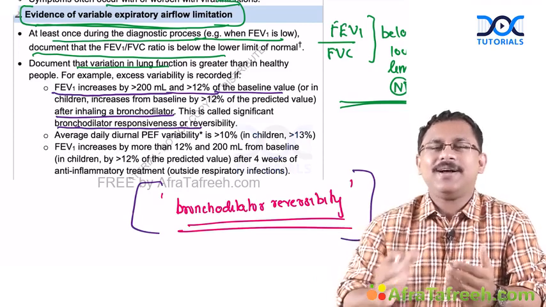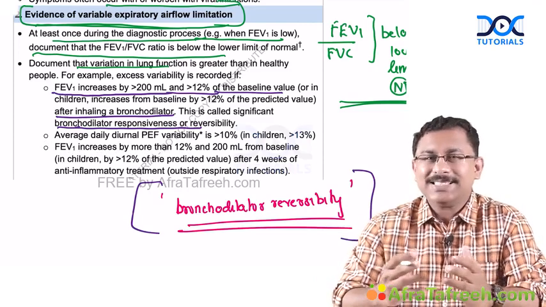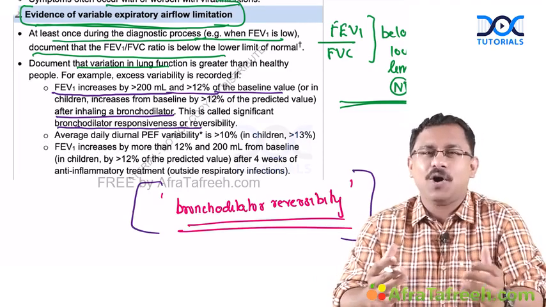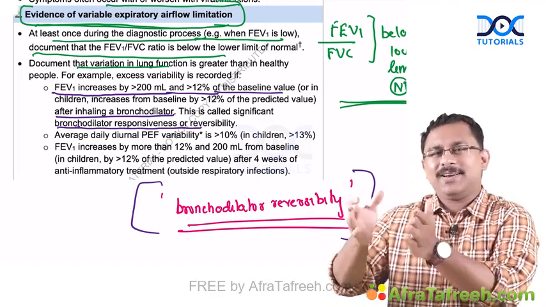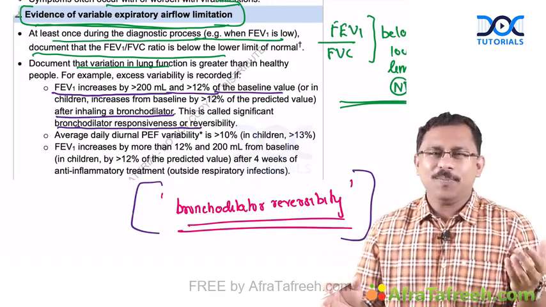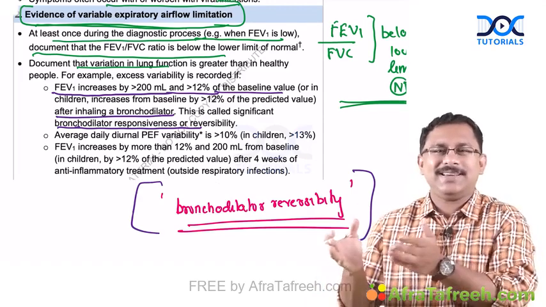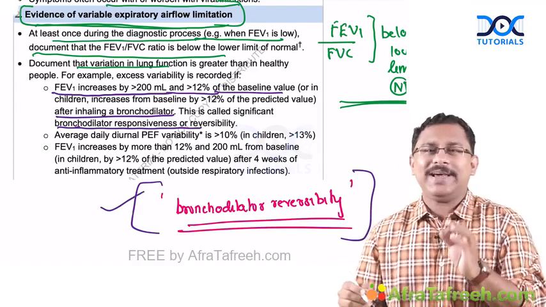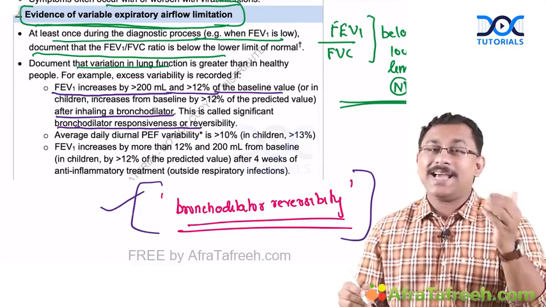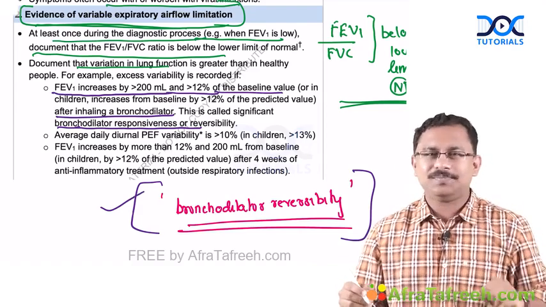Because in case of a COPD, you are less likely to get a significant bronchodilator reversibility. Okay, because asthma is mainly a reversible illness and COPD is not that reversible as in case of your asthma. So you have got to demonstrate bronchodilator reversibility to establish a diagnosis of asthma.